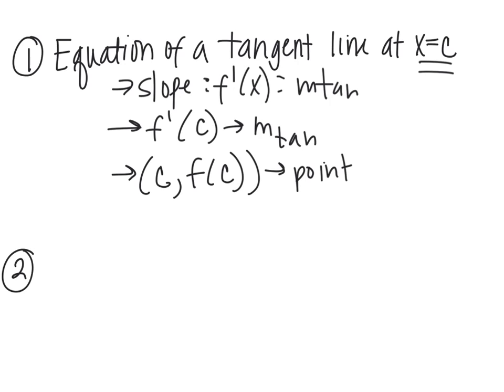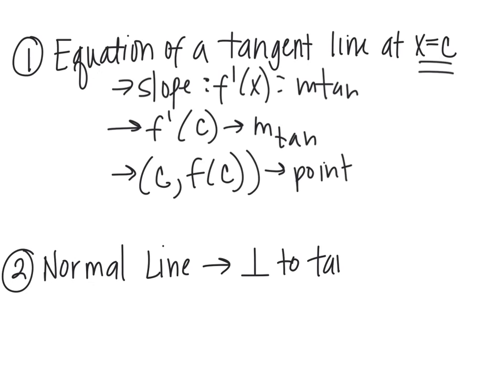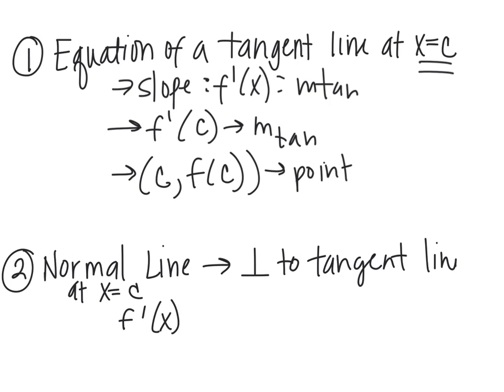The next thing we did was the equation of the normal line, and you're almost going to follow the same format, except you need to know that the normal line is perpendicular to the tangent line. So we'll find the normal line at x equals c again. You need to find the slope, which is the derivative. That's going to give you the slope of the tangent line. You want to evaluate that at c. That's the slope of your tangent line.